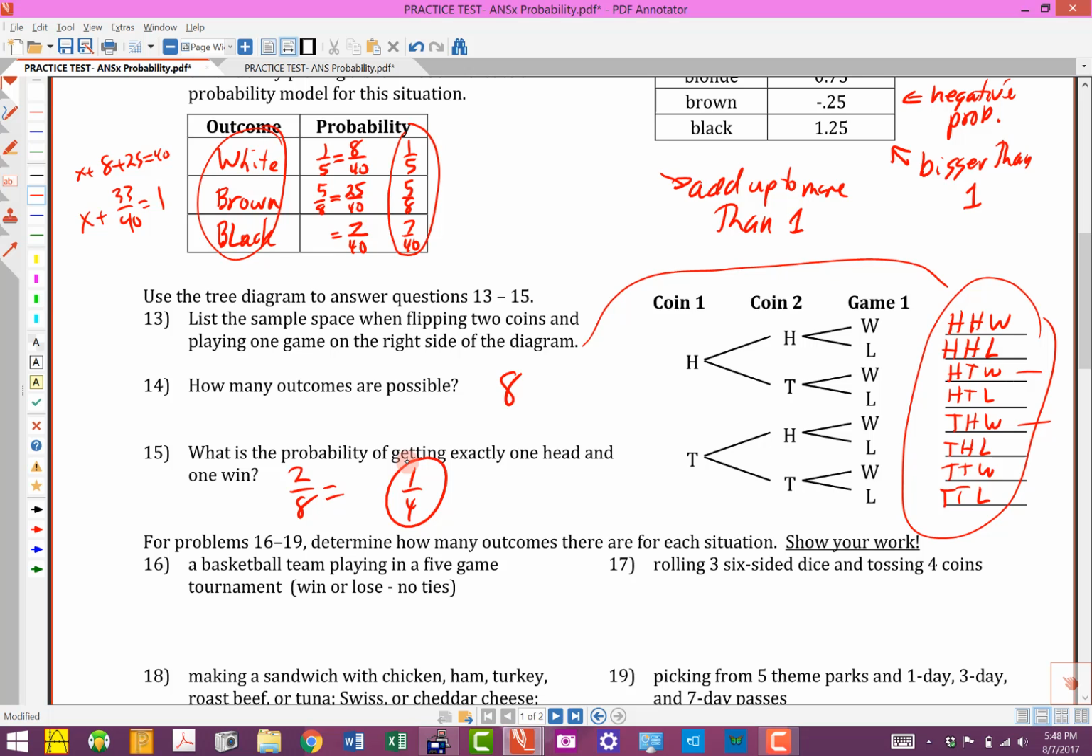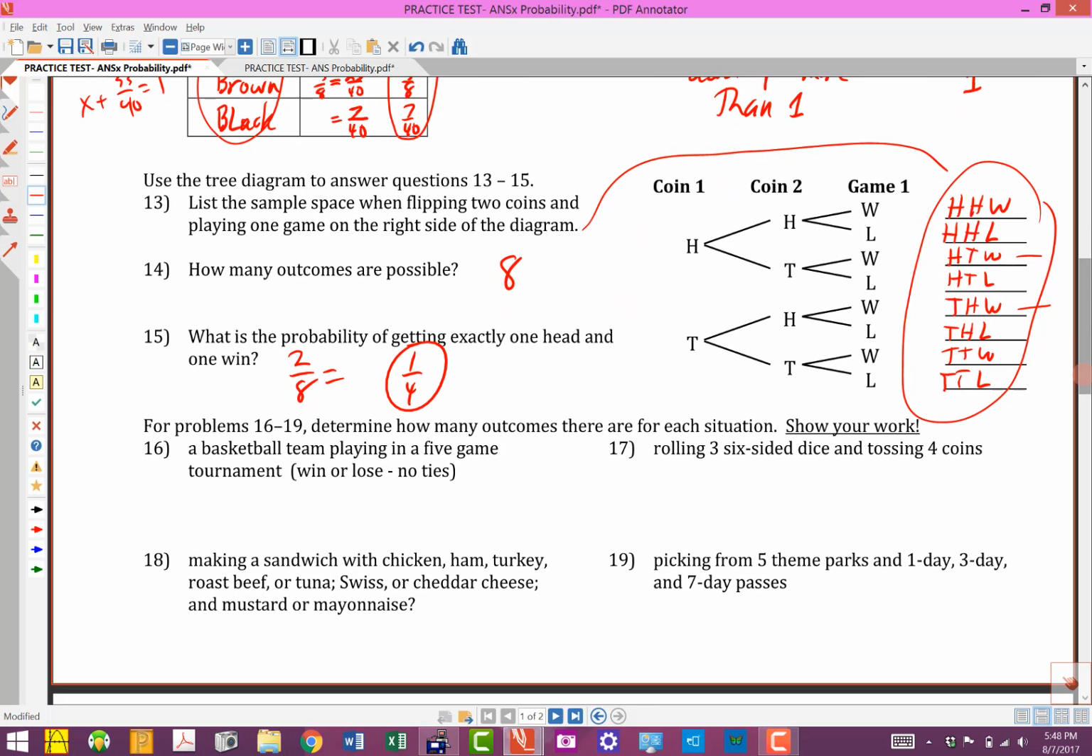Okay, this last little bit, at least on this page, is where we're using that fundamental counting principle, so hopefully we can buzz through this pretty quickly. It says determine how many outcomes there are for each situation, show your work. I really want to see your work. I don't just want you to write down an answer.